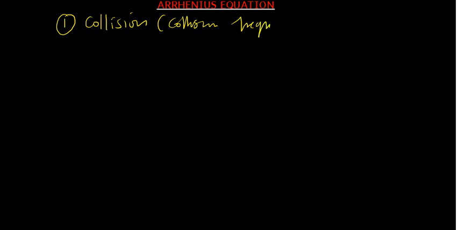Well, in the collision model, we saw that for a chemical reaction to happen, there should be collision of particles. And now collision is what provides what is called the frequency, the collision frequency. So the collision frequency, the symbol is Z.